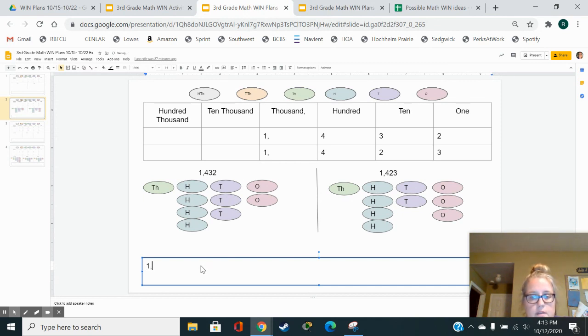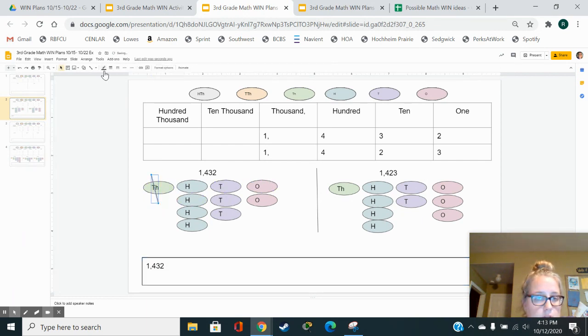So I have 1,432, and I'm going to compare that to 1,423. Now remember, I'm able to compare that because I'm going to go place value by place value until I find something that is different. So we're going to first figure out where it gets different. So I'm going to use my line. And I have 1,000 and 1,000. Well, 1,000 and 1,000 means that those are equal, so I'm going to cross them off for now.